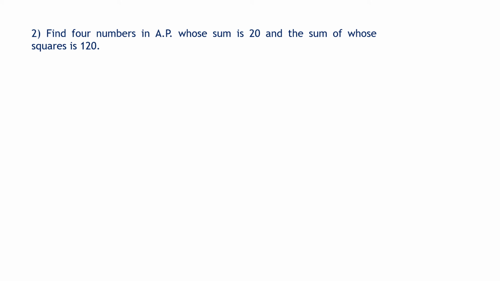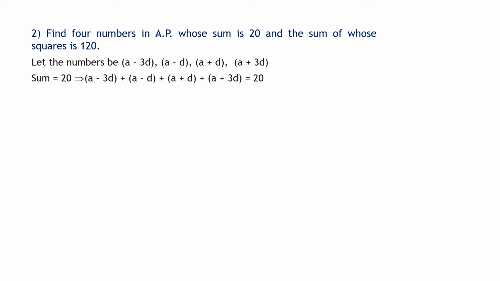Now here we are given 4 numbers. And look at the sum. There are 4 numbers whose sum is 20 and the sum of whose squares is 120. So there are 4 terms. So what do we take for the 4 terms? We take A minus 3D, A minus D, A plus D and A plus 3D because this is an even number. Add them up and you get 20. So here the minus 3D and 3D get cut, the minus D and the D get cut. So A plus A plus A plus A, 4A equal to 20 or A equal to 5.